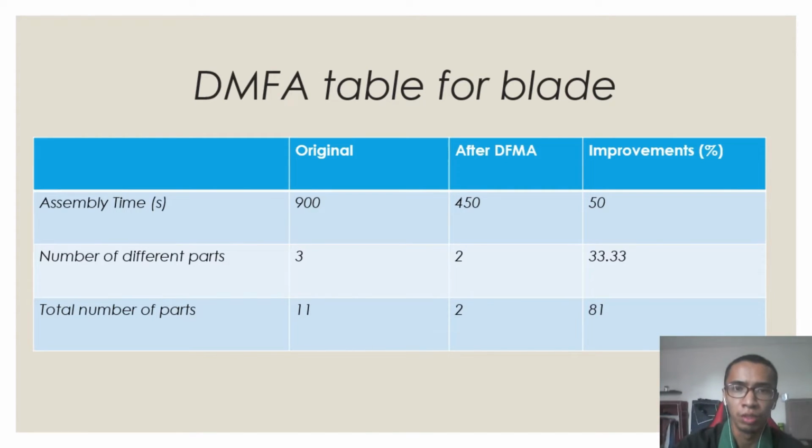Based on the change of the blade in the lawnmower, we have made the DFMA table to compare between the old blade and the new blade. Time to assemble the original blade is 900 seconds, while the new blade is only 450 seconds. The number of different parts is also reduced from 3 to 2. Then, the total number of parts in the new blade after DFMA is 2, compared to the old blade, which is 11. Thank you.